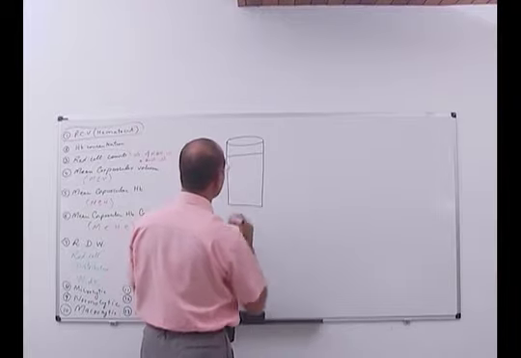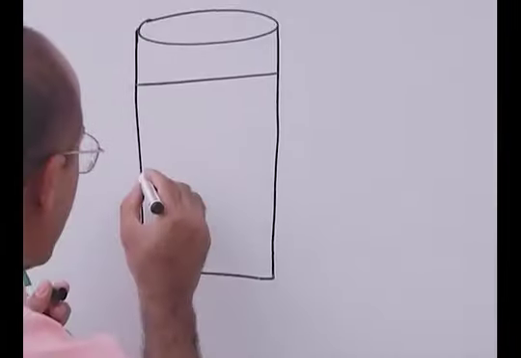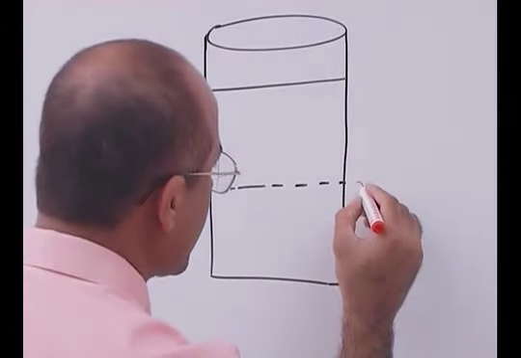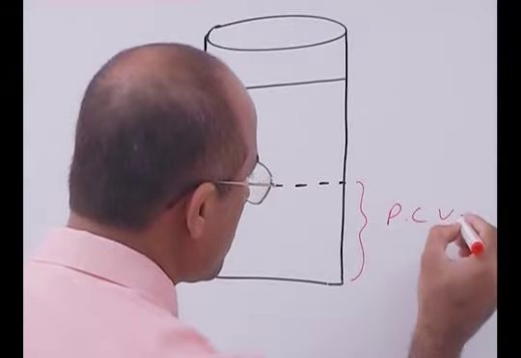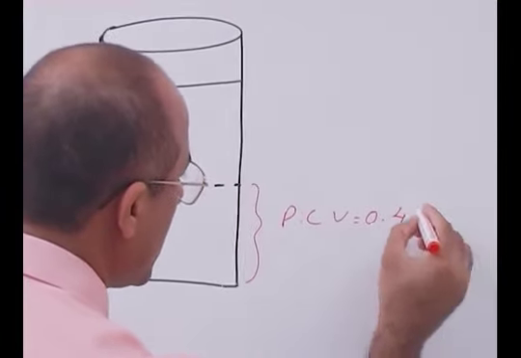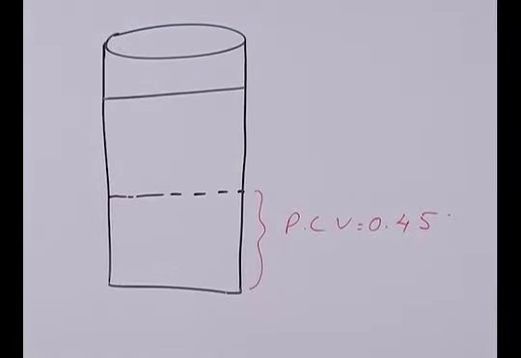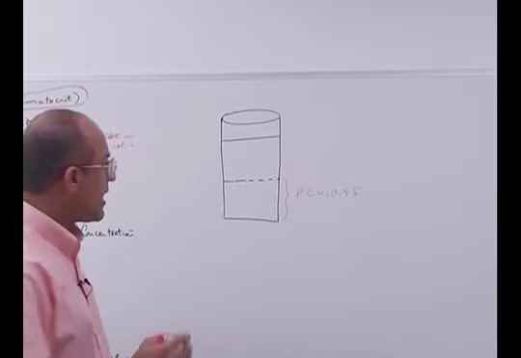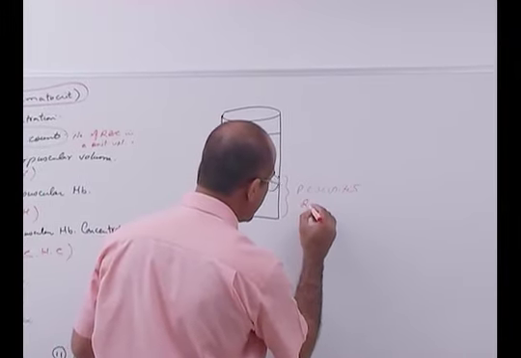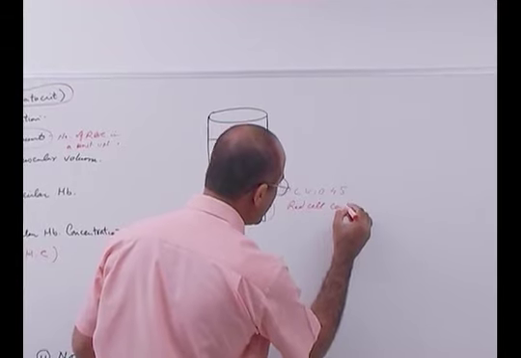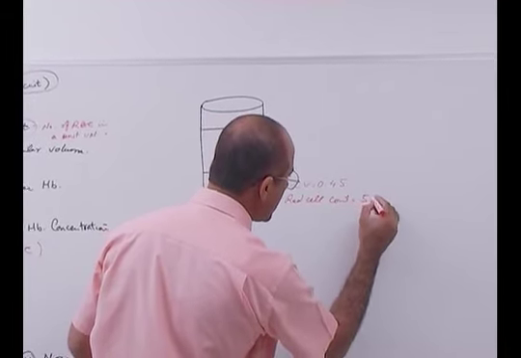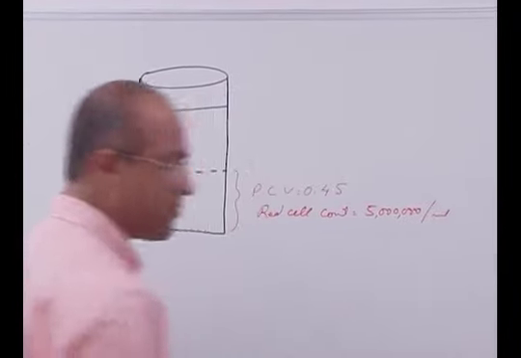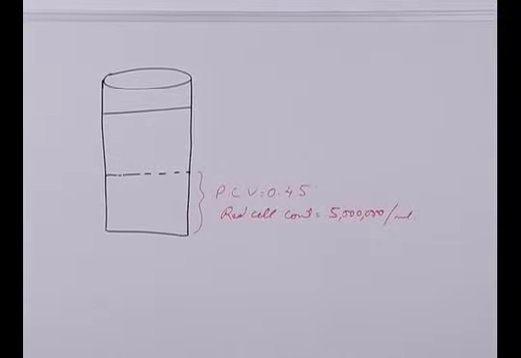Let's suppose we have taken 1 unit of blood from a person, and out of that, this is his packed cell volume. Let's suppose for a normal person it is 0.45. A normal person has a range, but let's suppose in this given normal person, packed cell volume is 0.45. And red cell count is 5 million per ml. Is that right?